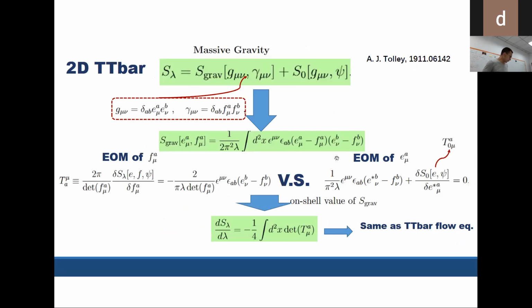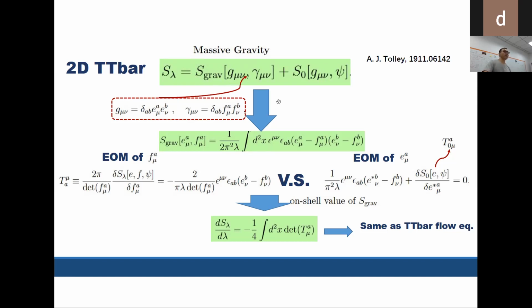So in the two-dimensional case, the TD bar deformation can be regarded as starting from some so-called seed theory. Once you introduce a TD bar deformation, there is an alternative point of view: you put a seed theory coupled with so-called two-dimensional massive gravity. The gravity is parameterized by this Weber field, where G mu mu is the dynamic field and gamma mu mu is associated with the reference field.